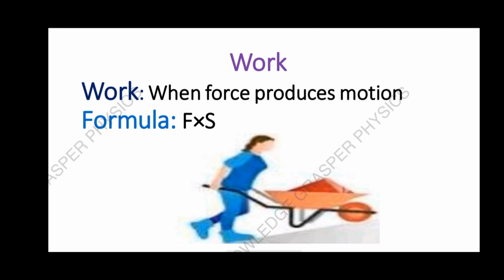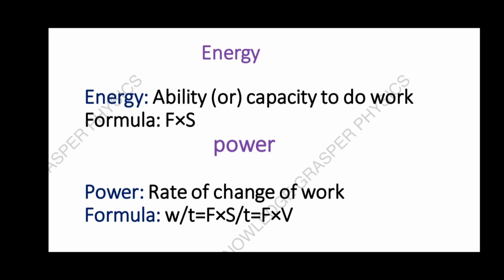So let us revise everything we discussed up to now. Work is done when force produces motion. Its formula is force into displacement, as you can see over here. We do work with the help of energy. Energy is the ability or capacity to do work. It has the same formula and units as work. Power is the rate of doing work, so its formula is work by time. We can also write a formula for power, that is force into velocity.